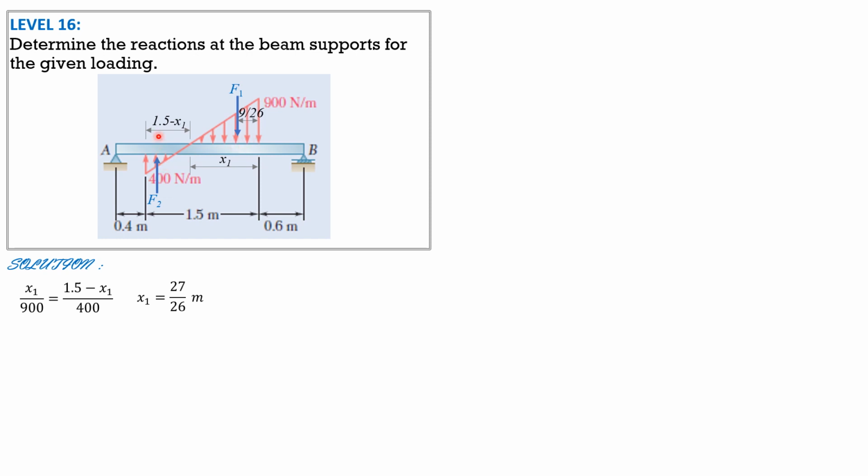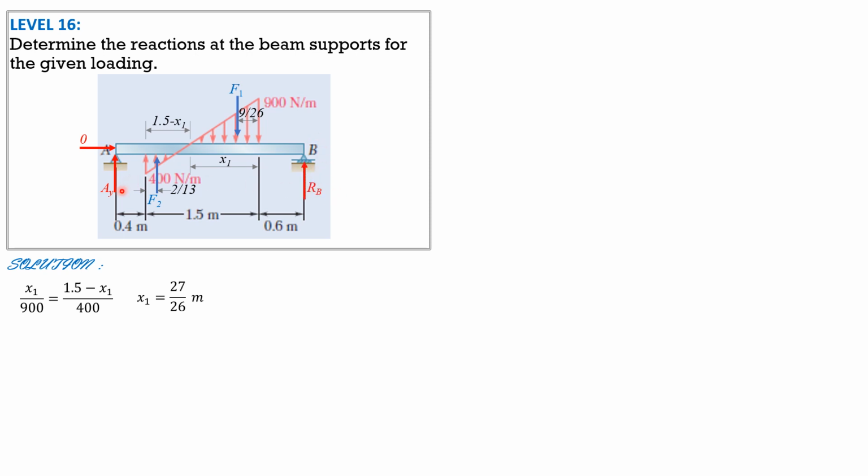And 1.5 minus x1 is 6 over 13. So 1/3 of 6 over 13 is 2 over 13. So that is 2 over 13 meters. Then for the reactions, we have AY, AX is 0. There's no inclined or horizontal loading, then RB.